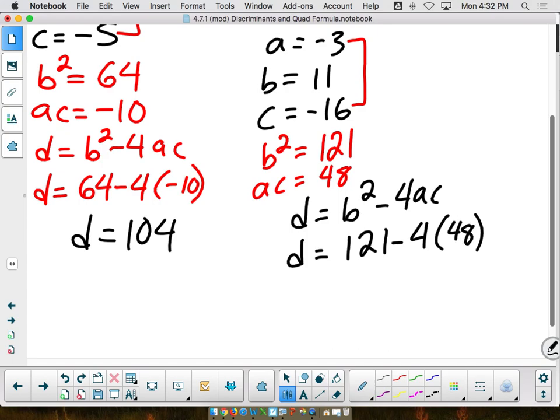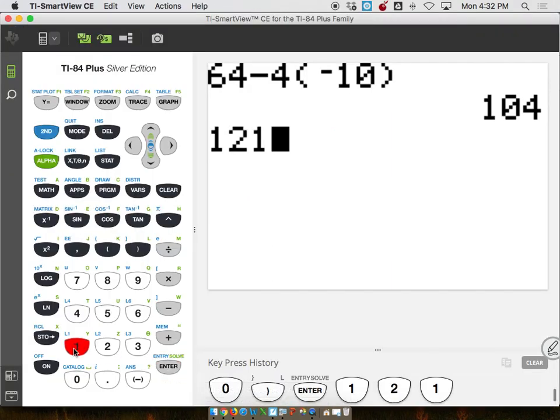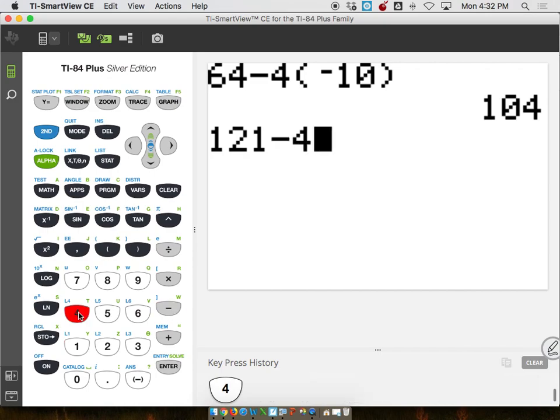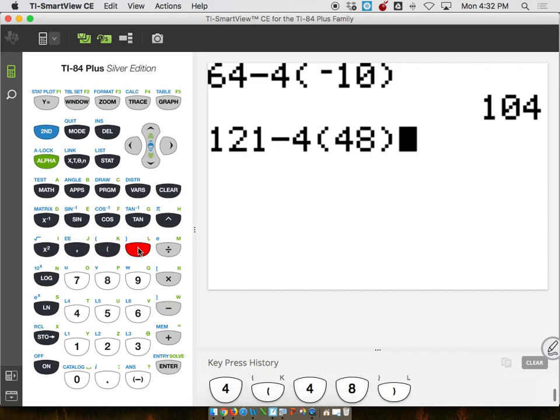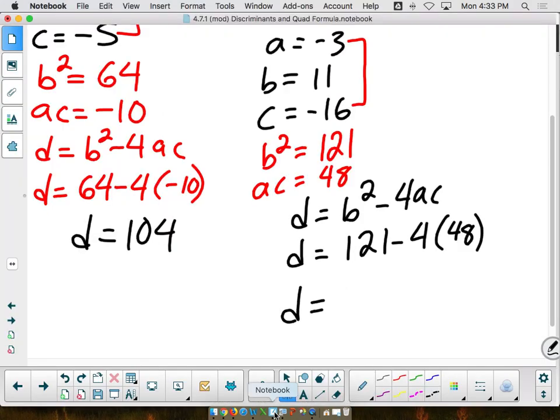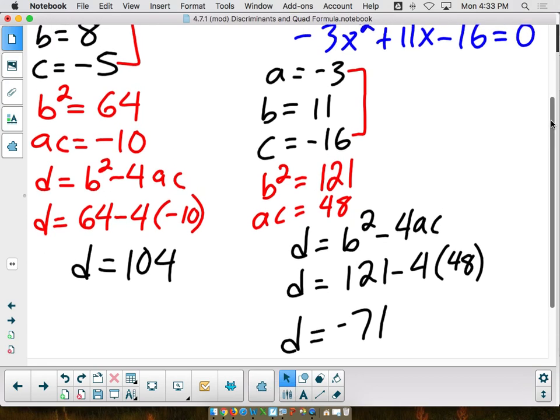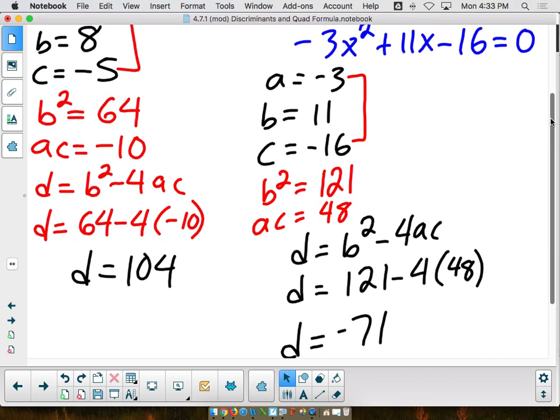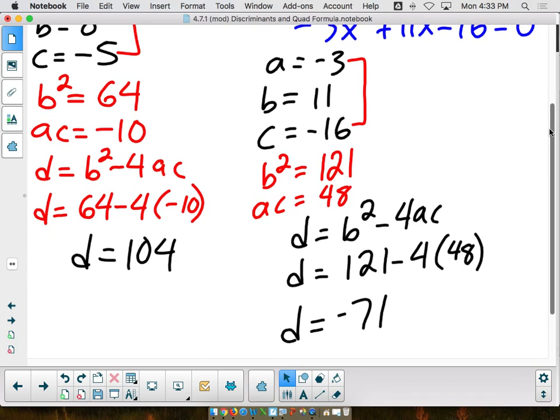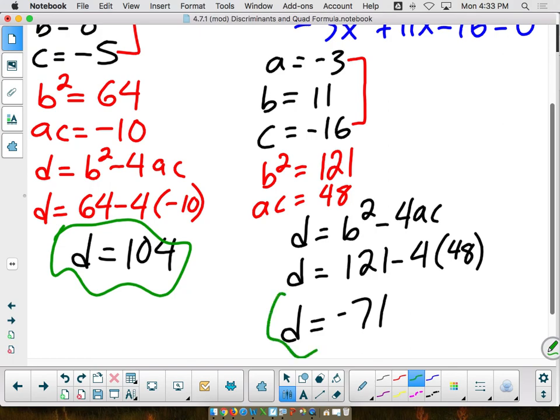Again, we're going to type it in exactly as it looks like that into the calculator. So 121 minus 4 times AC, which was 48. And we see that discriminant comes out to be -71. So the discriminant equals -71. Again, we'll talk briefly about what the discriminant value means, but for right now, I'm just concerned with being able to get the discriminant value for each one. So our first one was 104, the second one was -71.